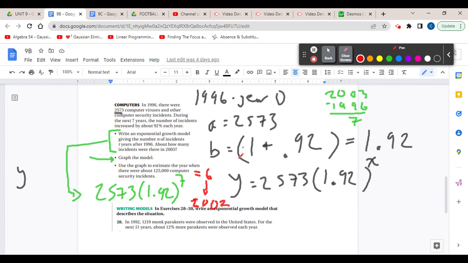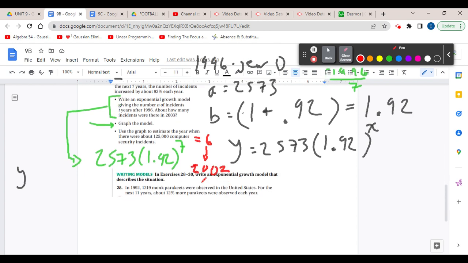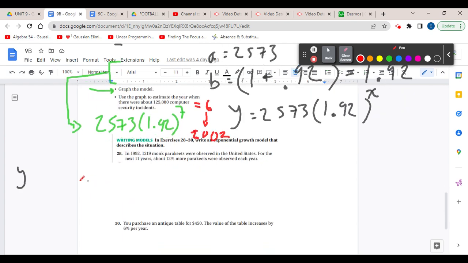Okay. So that's how we would do an exponential function in real life here. We're going to do a lot more of these when we get to money and stuff, but this is a good application for doing it in a nice, simple way. So we can look at numbers 28 and 30 here on the backside of our 9B notes and try them out. And let me know if you have any questions. Thank you.